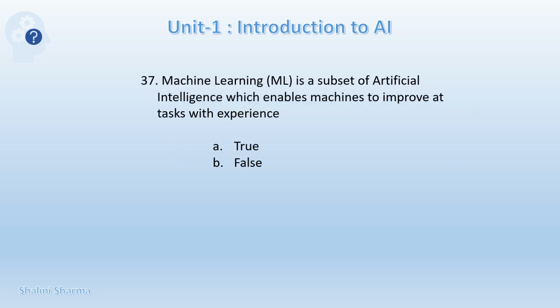Machine learning is a subset of artificial intelligence which enables machines to improve at tasks with experience. Is this statement true or false? This statement holds true, as was explained in the previous question also, that machine learning is a subset of AI.